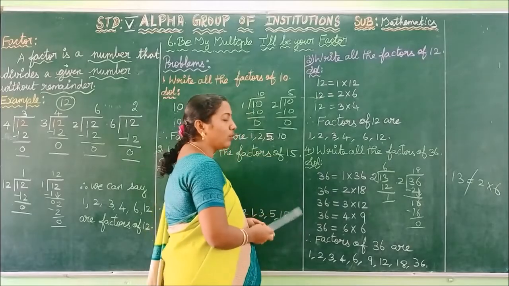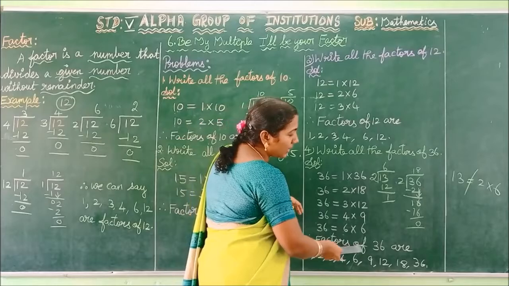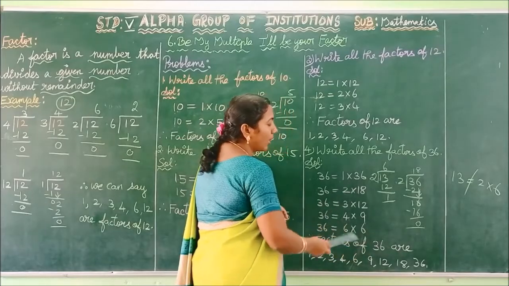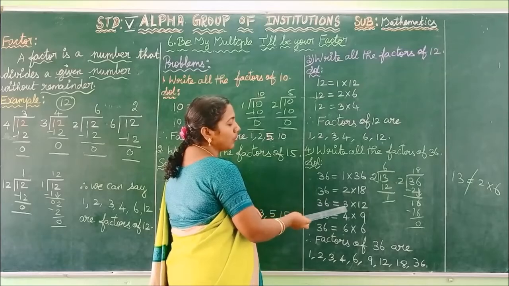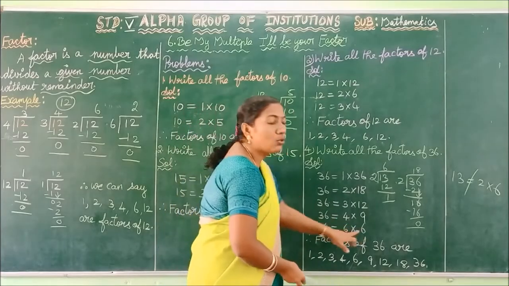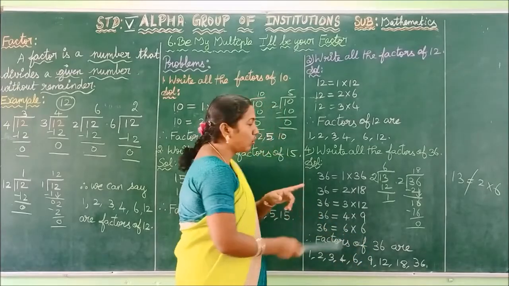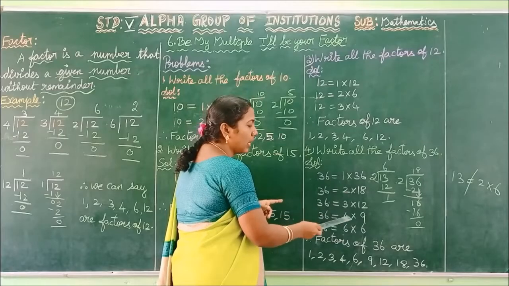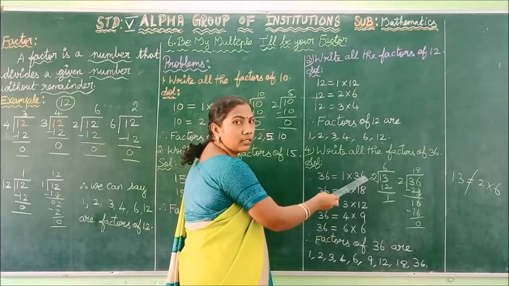So now we are going to write the factors of 36. Therefore, the factors of 36 are, you have to write these numbers in ascending order: first 1, 2, 3, 4, 6. Here you have 6 two times, but you have to write it as a factor only one time. So 1, 2, 3, 4, 6, and then 9, 12, 18, 36.